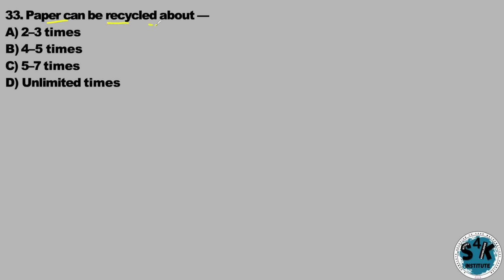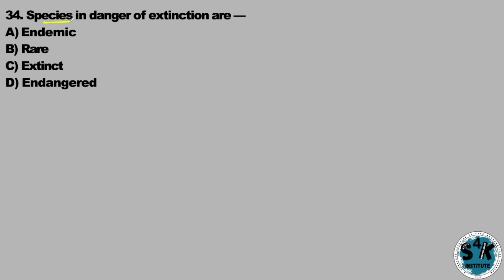Paper can be recycled about how many times? It can be recycled about 5 to 7 times. Species in danger of extinction are called endangered species. The red data book publishes the data of which one is vulnerable, which one is extinct, which one is endangered. So it contains endangered species.